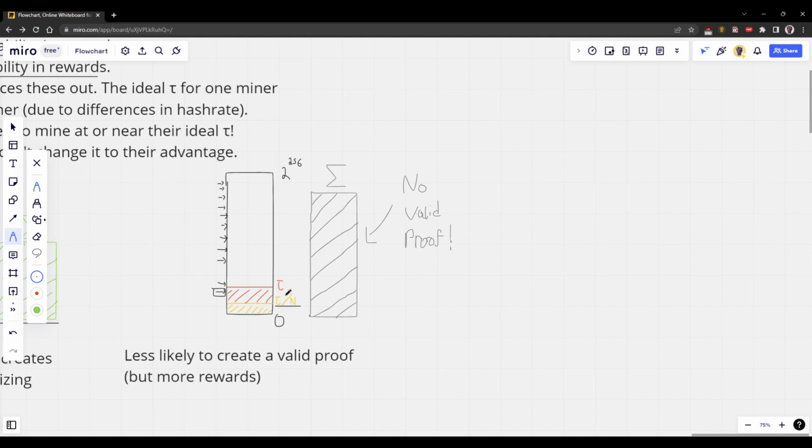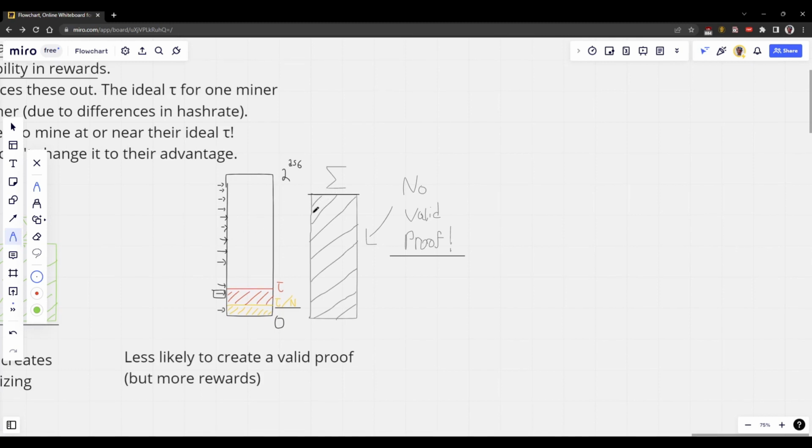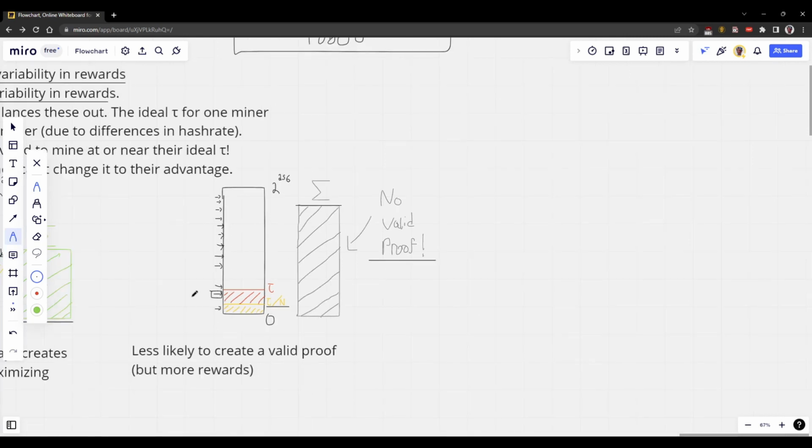Because their TAW value is so low, they don't get a valid proof, and actually they get 0. That's why it's grayed out here. Now theoretically, if they did get, let's say, a hash here, then they would have gotten paid this large amount of ERG, but because it's very unlikely, they're not really likely to get a valid proof too often.